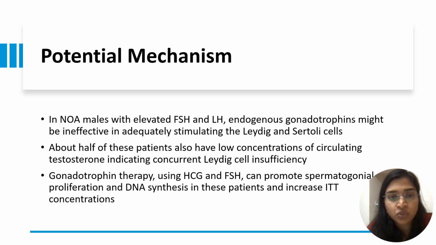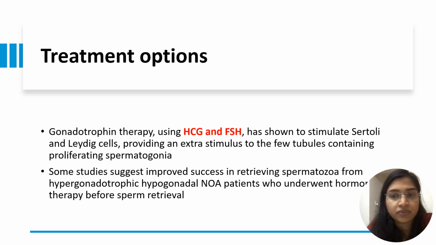About half of these patients also have low concentrations of circulating testosterone, which indicates concurrent Leydig cell insufficiency. When we give gonadotropin therapy using hCG and FSH, they can promote spermatogonial proliferation and DNA synthesis in these patients and can increase intratesticular testosterone concentrations. Treatment options: we can give gonadotropin therapy using hCG and FSH. They have been shown to stimulate Sertoli and Leydig cells. They provide an extra stimulus to the few tubules that contain proliferating spermatogonia.